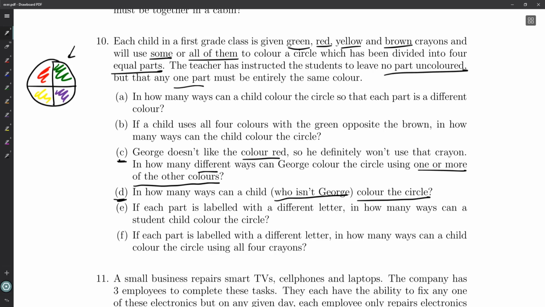So I would probably break this down into, again, sort of a series of choices. Choosing how many colors you're going to use. Now that might not necessarily be the best way or only way to do the question, but that's how I would view the counting problem here. Okay. So I'll start with George here. George doesn't like the color red.